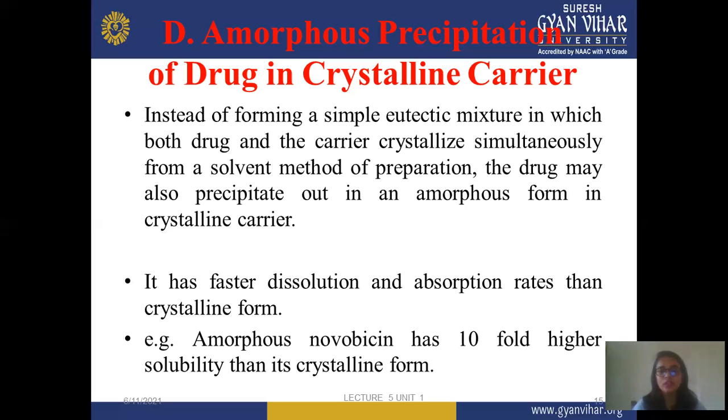It has a faster dissolution and absorption rate than the crystalline form. This method also shows fast dissolution, as do the previous methods, solid solution and solid dispersion. The example of this method is amorphous novobiocin, which has 10-fold higher solubility than its crystalline form. So if you prepare novobiocin in amorphous form, it shows approximately 10 times or more solubility compared to the crystalline form. You can use novobiocin in amorphous form if you require more solubility.